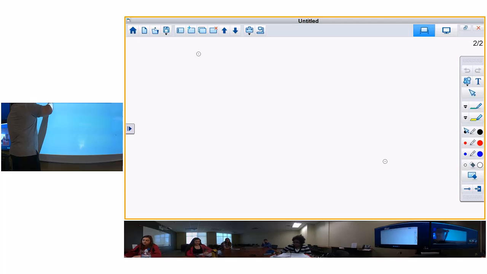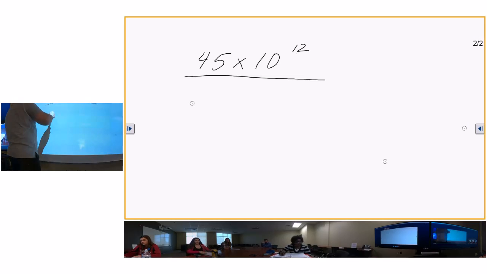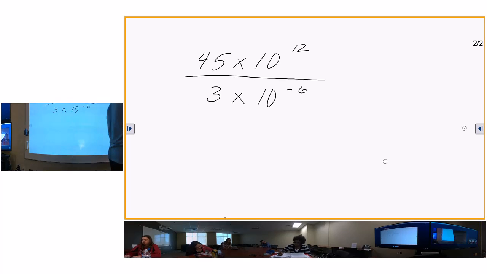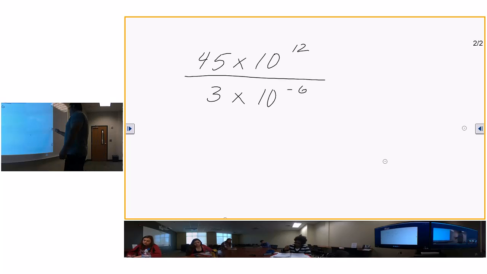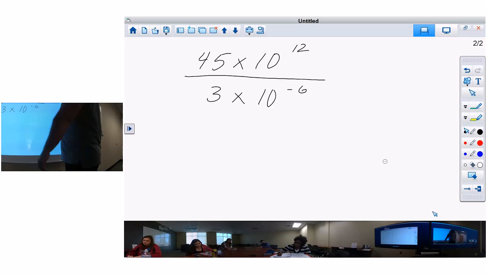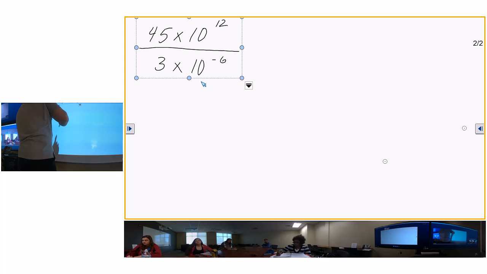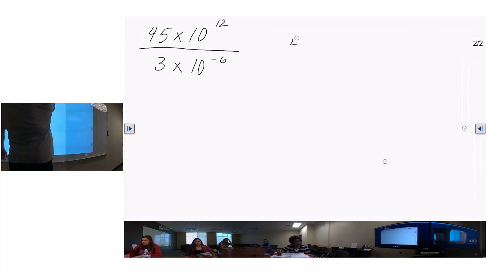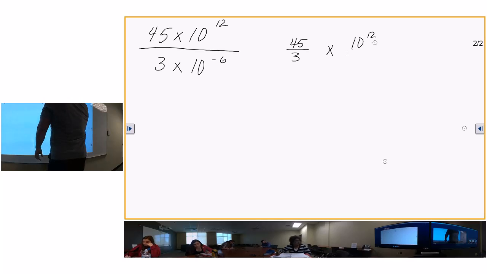Let's do 45 times 10 to the 12th divided by 3 times 10 to the negative 6. What's the first thing you're going to do? Separate it. Let's take this and move it over here, and let's make it a little bit smaller. There we go. And we're going to break it up: 45 divided by 3 times 10 to the 12th divided by 10 to the negative 6.